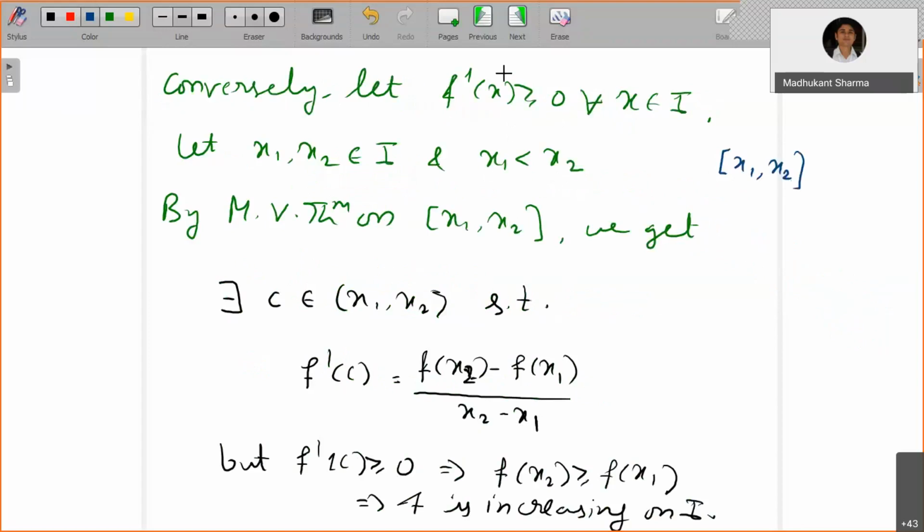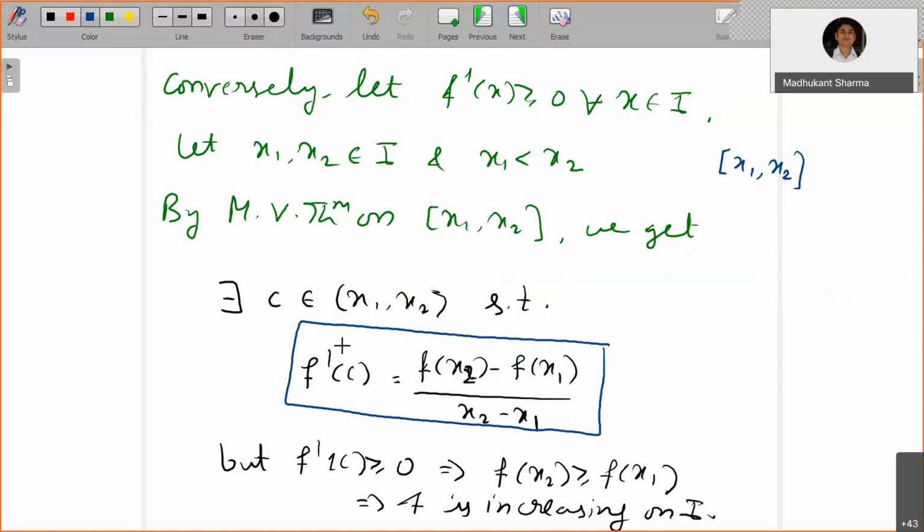Since f is differentiable on I, f is also differentiable on the open interval x1 comma x2 and continuous on it. So the mean value theorem is applicable here. Therefore there exists a point c inside the open interval x1 to x2 so that this condition holds because of the mean value theorem.